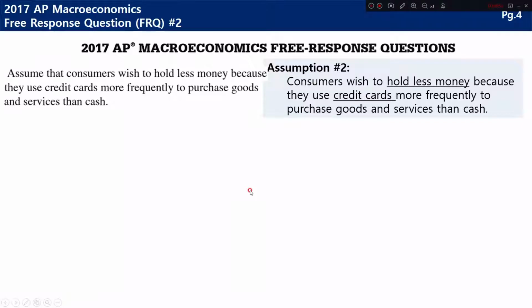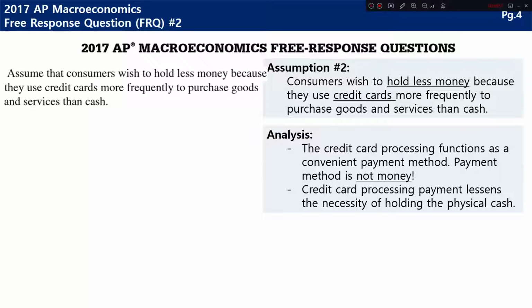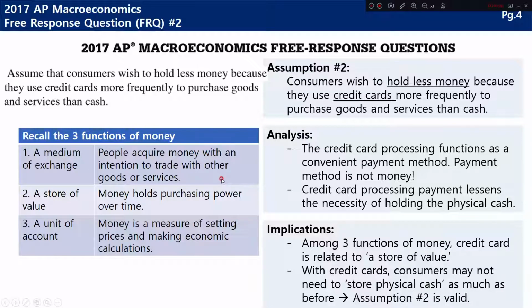Assumption number 2, consumers wish to hold less money because they use credit cards. Analysis: credit card processing functions as a convenient payment method. Payment method is not money, credit cards are not money. It's related to the 3 functions of money, specifically number 2, a store of value. Money holds purchasing power over time. So with credit cards, consumers may not need to store physical cash as much as before. Conclusion: assumption number 2 is valid.